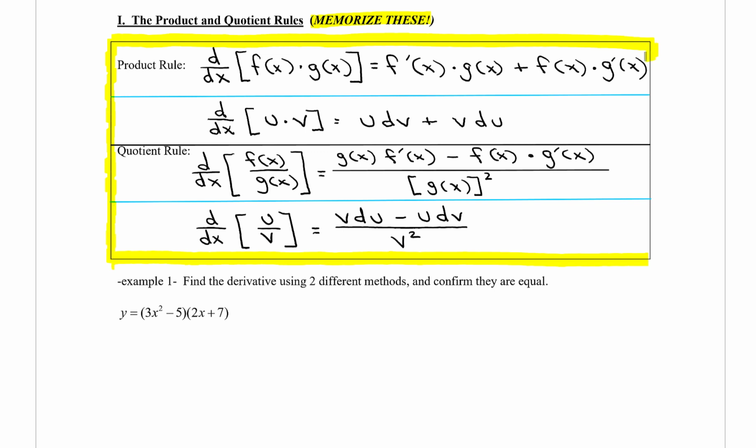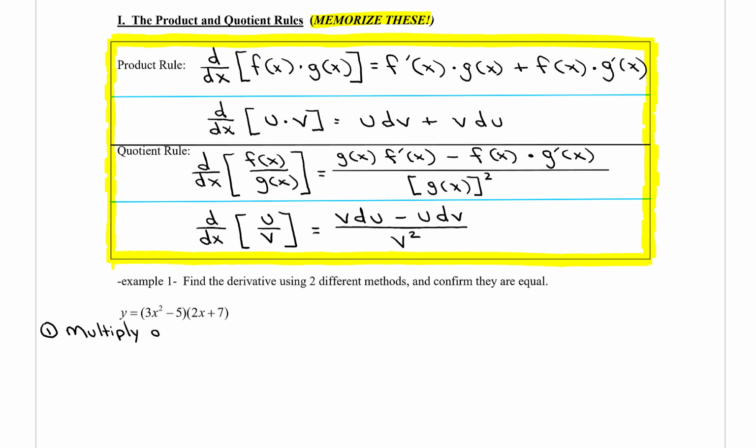Example 1. Find the derivative using 2 different methods and confirm they are equal. Here we have the function y equals, inside parentheses, 3x squared minus 5, and we close the parentheses there. And then times, open up a set of parentheses, 2x plus 7, close the parentheses. Our first method is going to be to multiply out first the 2 binomials.